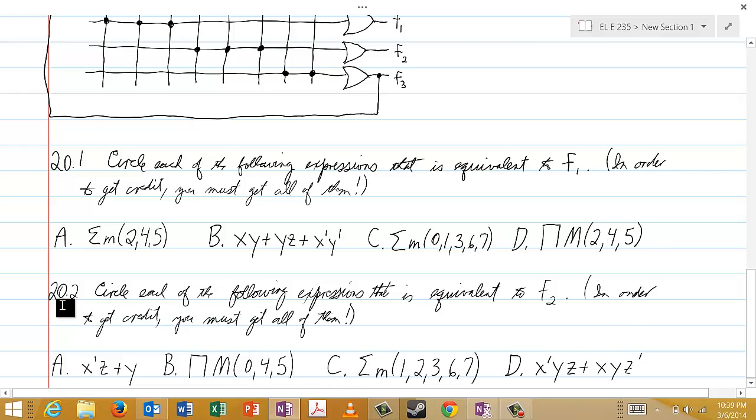And then for 20.2, circle each of the following expressions that is equivalent to F2. And in order to get credit, you must get all of them. And here we have for A, x prime z or y. For B, the product of the max terms 0, 4, and 5. For C, the sum of the minterms 1, 2, 3, 6, 7. And finally for D, x prime yz or x, y, z prime. So that concludes the problems, and that's the end of Lecture 20. And so good luck.